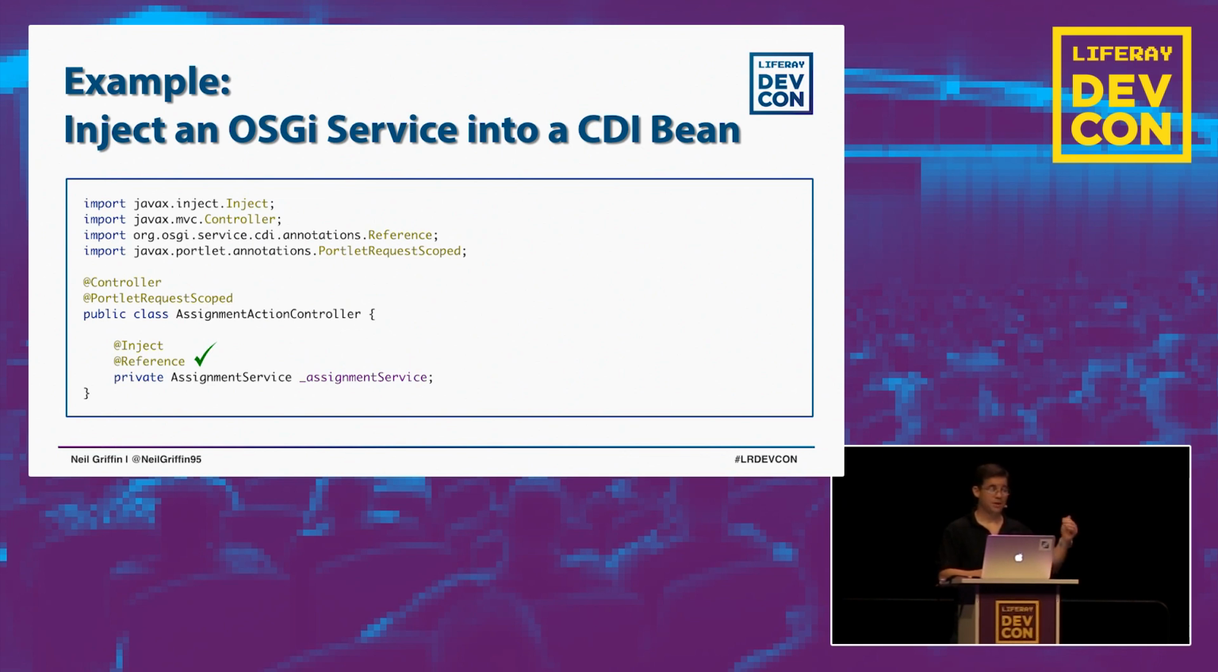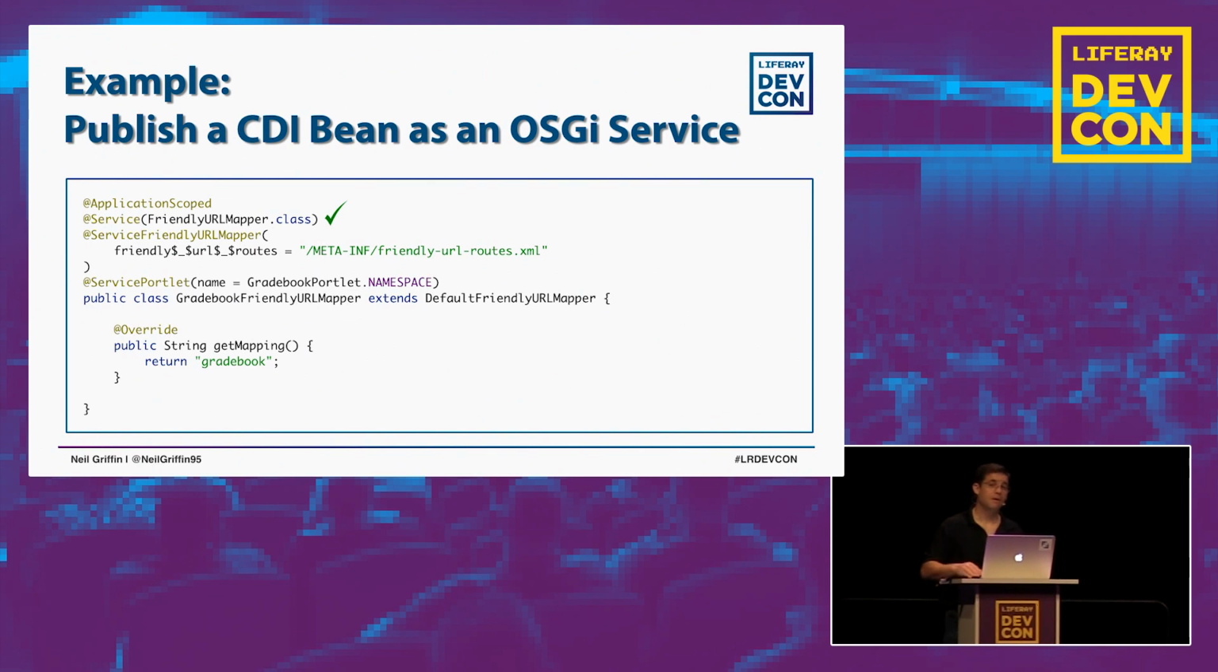So I just use @Inject, I specify @Reference, that lets us know that it's actually a service that's found in the OSGi service registry, and I'm going to inject that into my controller class here as the assignment service, and that will allow me to do my CRUD operations, to add or to save a new record using Service Builder. But I can also have a CDI Bean and publish it into the OSGi service registry. Okay, so it's bidirectional with this feature.